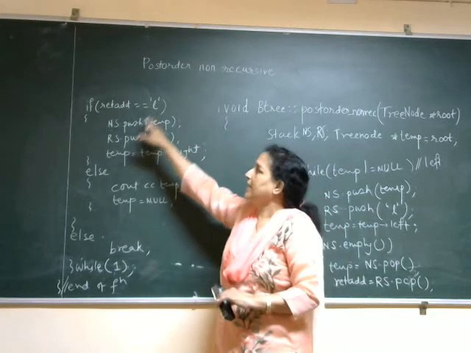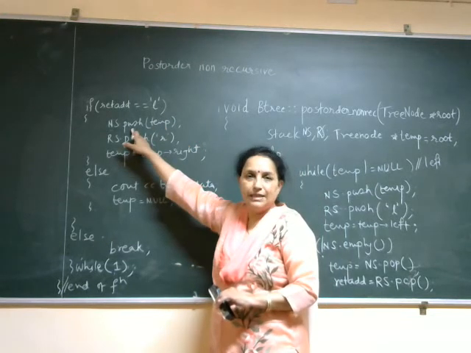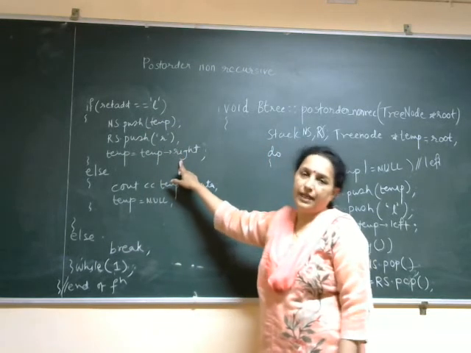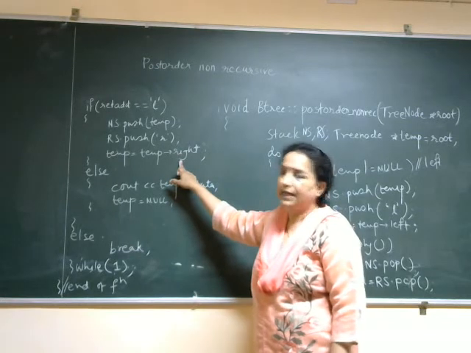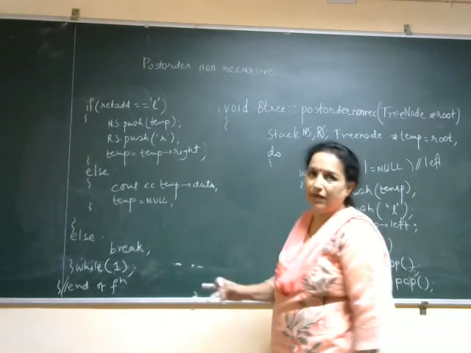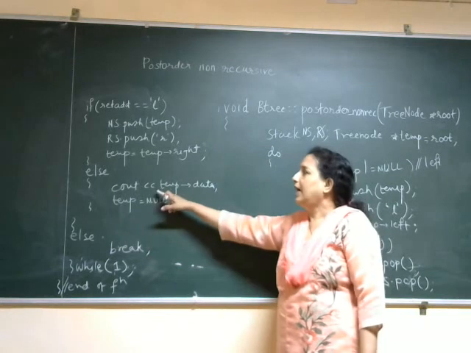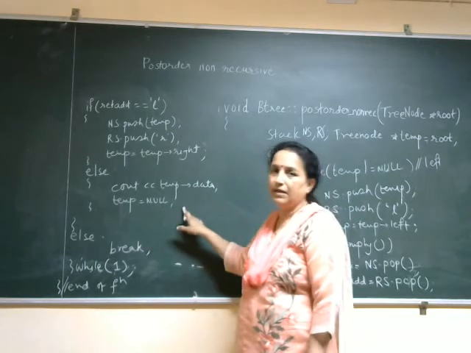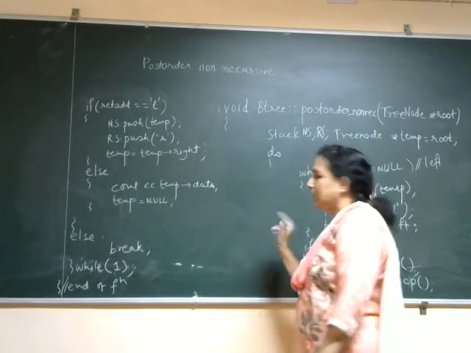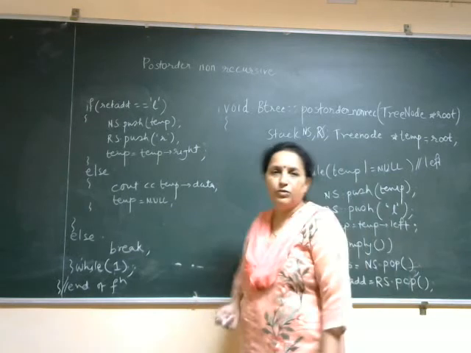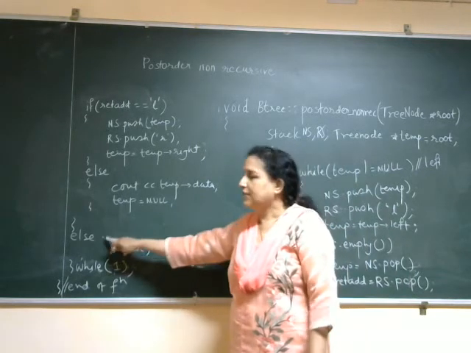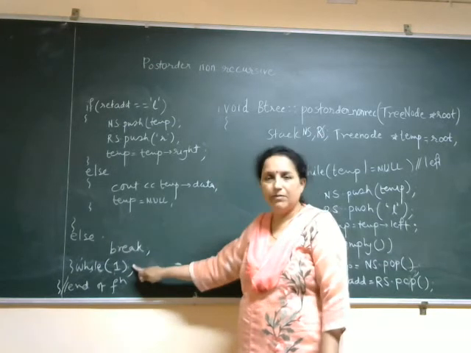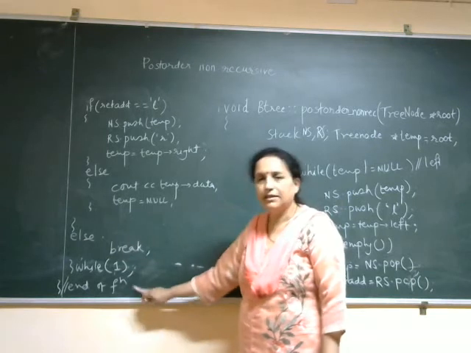If the return address is L, I'll push that value again inside the stack with return address R, and then I'll take the right one. Okay? Then I'll come back to left again and execute it. Otherwise, if it is R, I'll display that data and I'll make that pointer null because I don't want to go to the left one. And again I want to pop it. And then if the stack is empty, I should break it. So this is the infinite loop.